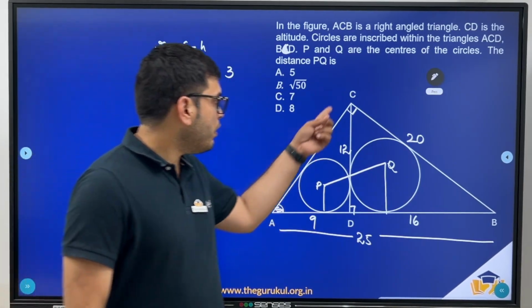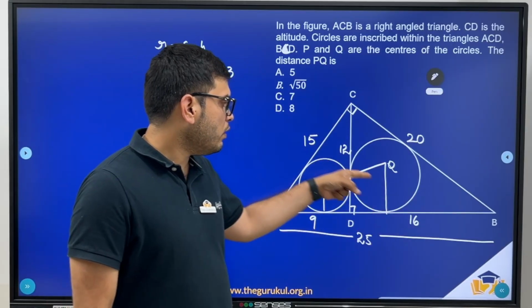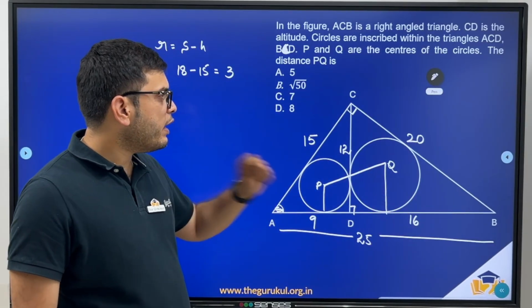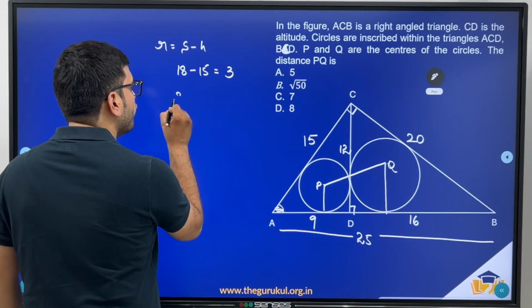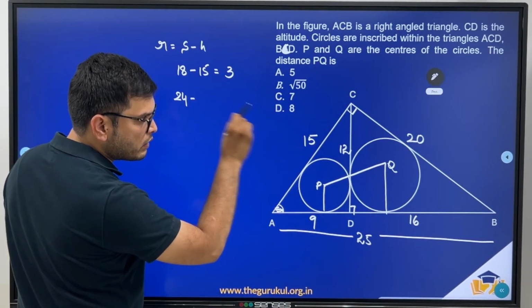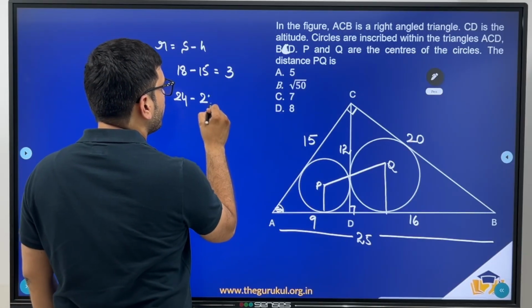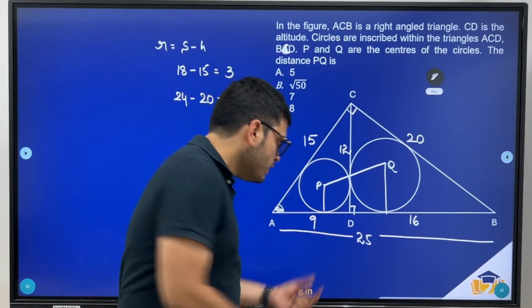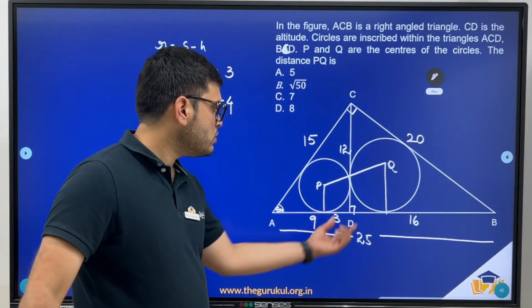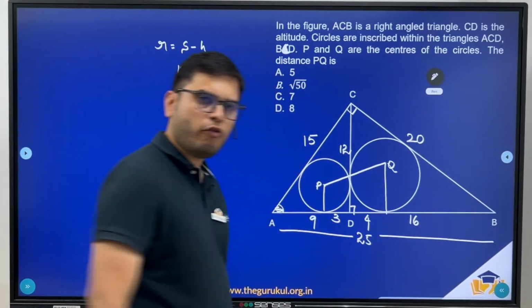Now what is the semi perimeter of the triangle CDB? 12 plus 16, 28, 28 plus 20, 48. 48 by 2, 24. So 24 minus hypotenuse 20. Now this is equal to 4 units. So this part is 3 units, this part is 4 units.